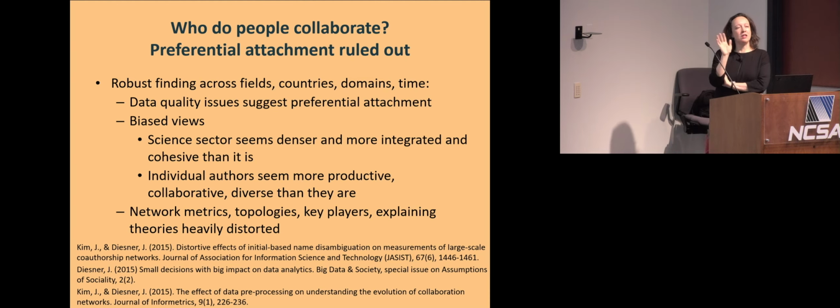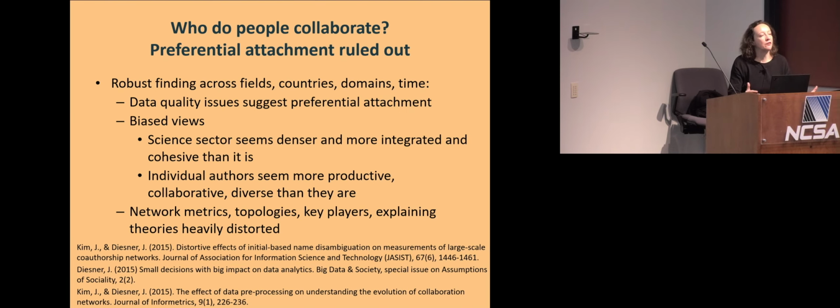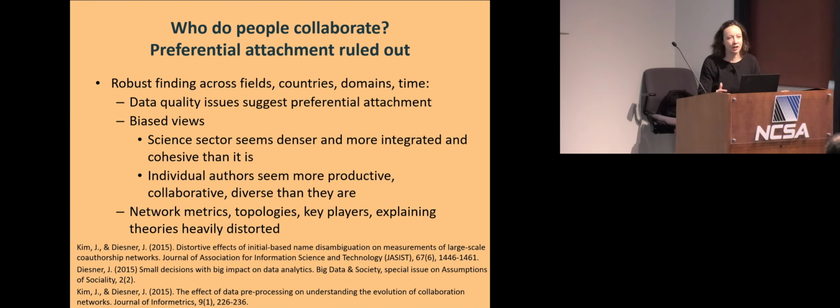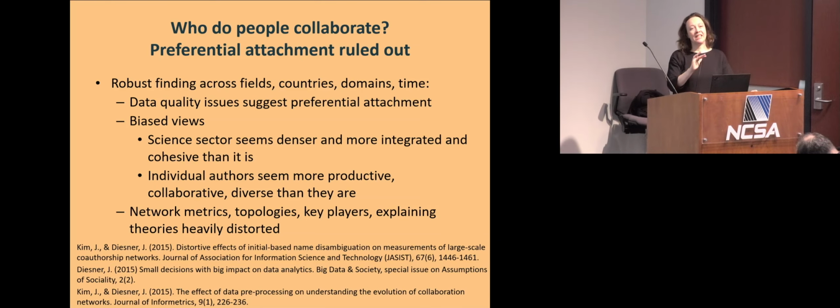Also, if you do this initial base disambiguation, overall, the science sector from the NSF perspective looks awesome. It's very dense, it's very diverse, people have a lot of collaborators, people publish on a lot of different topics, but that can easily, especially for Asian authors, only be an artifact of data preparation, so it's not really helping anyone. So let's look into a different theory.